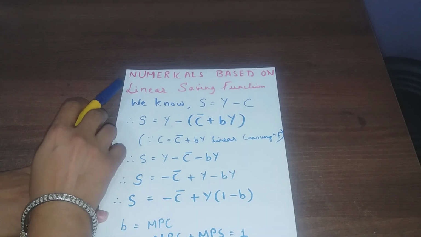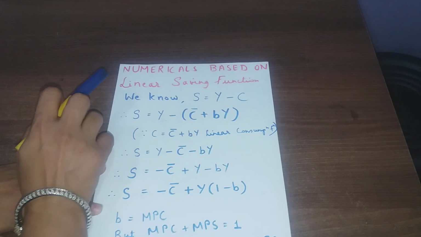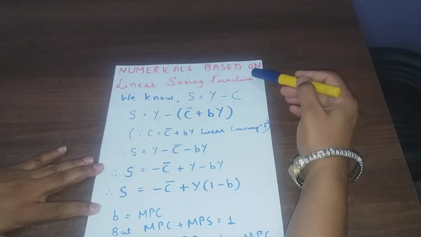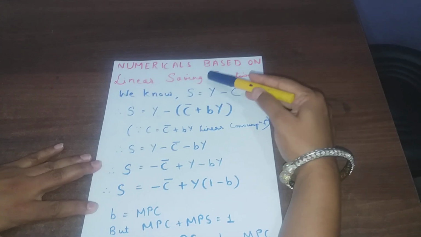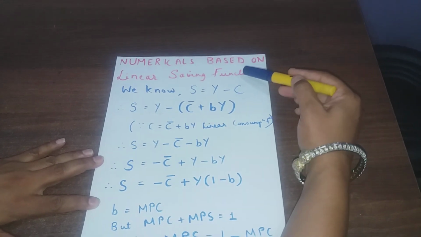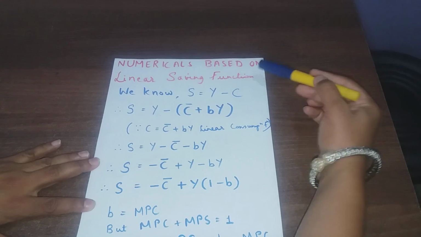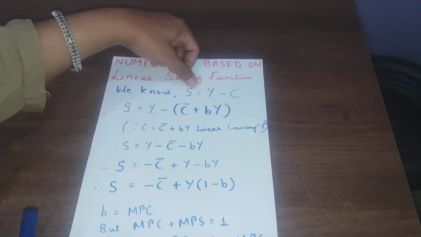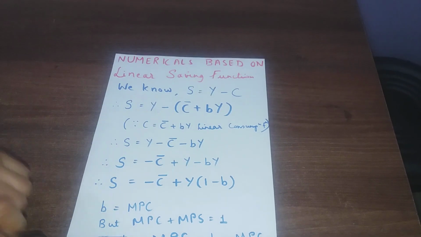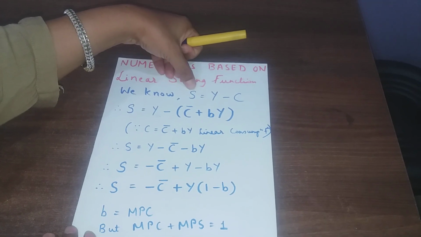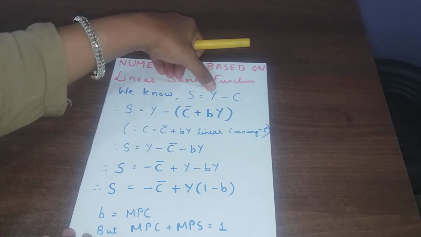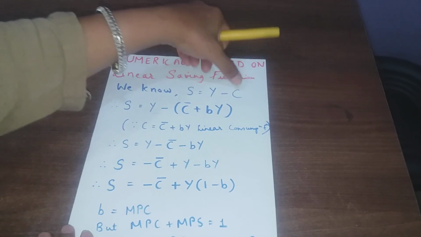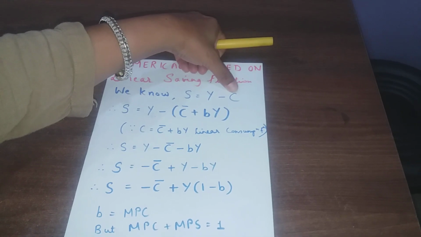Dear students, today we will begin with numericals based on linear saving function. We also call this linear saving function as propensity to save. Let us see what it is. The basic formula is S is equal to Y minus C. Now what is this S? S symbolizes savings, Y is income and C is consumption.